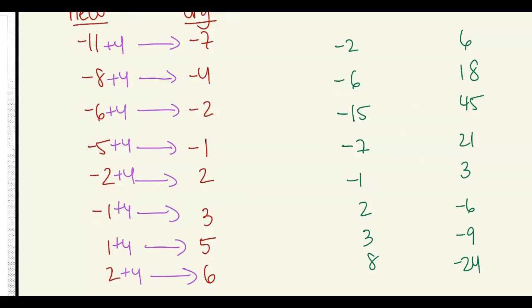So let's think. Pause the video if you need to and think, because I want you to find these answers on your own without me. How am I going to get from negative 2 to 6, from negative 6 to 18, all the way down to 8 and negative 24? How am I going to get to each of these?